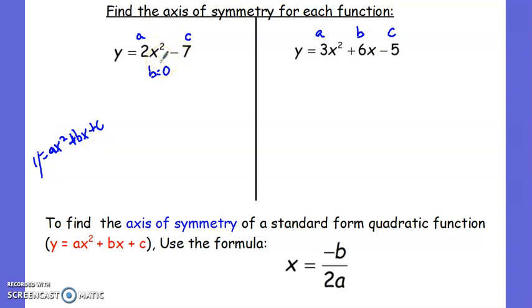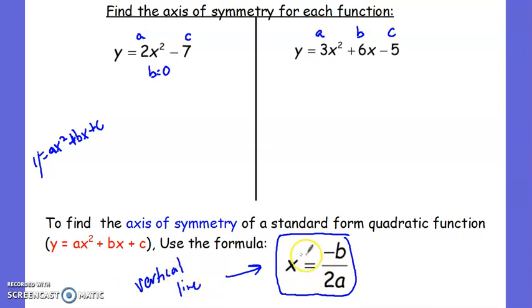Now, to find the axis of symmetry, there's a nice shortcut given to us at the bottom here. x equals negative b over 2a. So if I want to find the equation of the axis of symmetry, a vertical line, always good to remember, this is a vertical line because it's an x equals equation. Remember, anytime we graph x equals, all the x values on the vertical line are equal to each other.